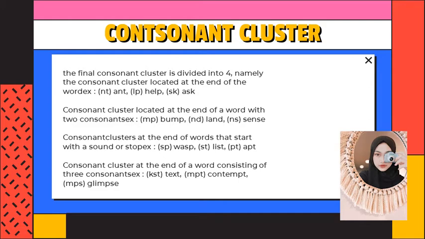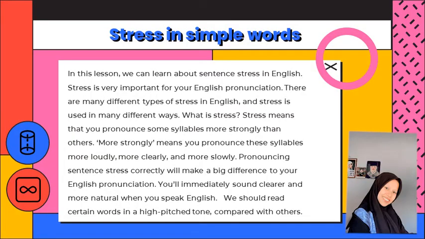In this lesson, we can learn about sentence stress in English. Stress is very important for your English pronunciation. There are many different types of stress in English, and stress is used in many different ways. What is stress? Stress means that you pronounce some syllables more strongly than others. More strongly means you pronounce that syllable more loudly, more clearly, and more slowly. Pronouncing sentence stress correctly will make a big difference to your English pronunciation. You immediately sound clearer and more natural when you speak English.